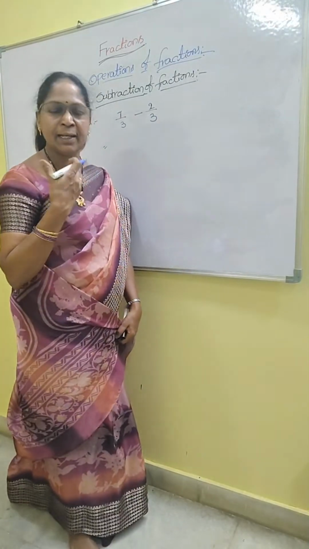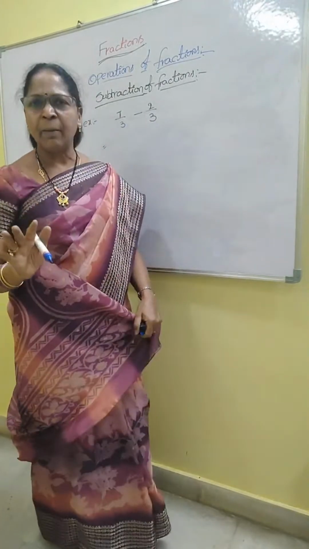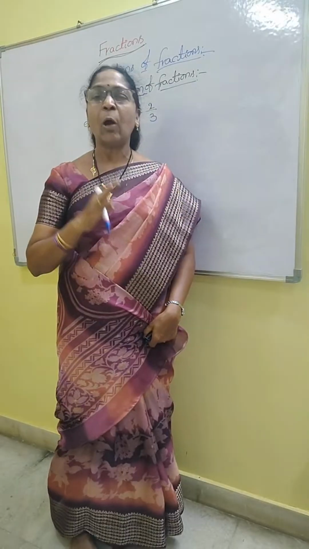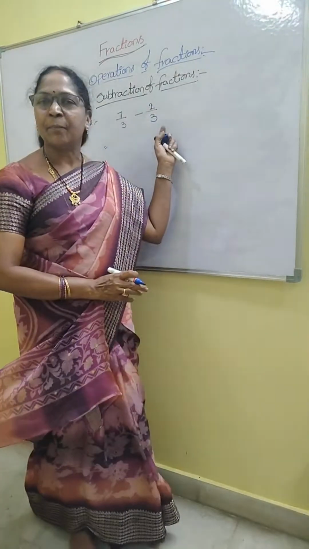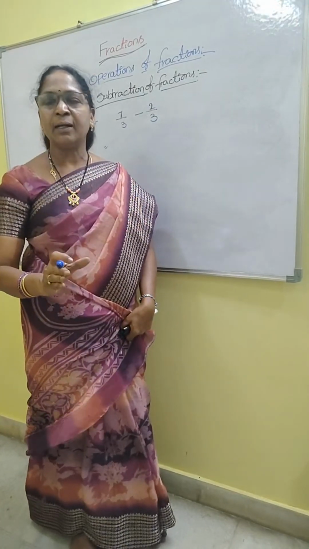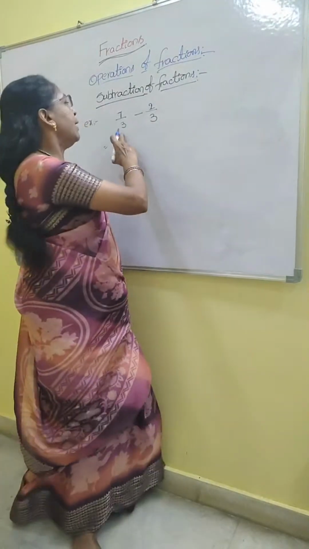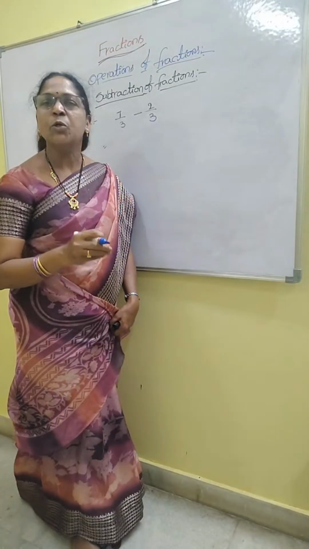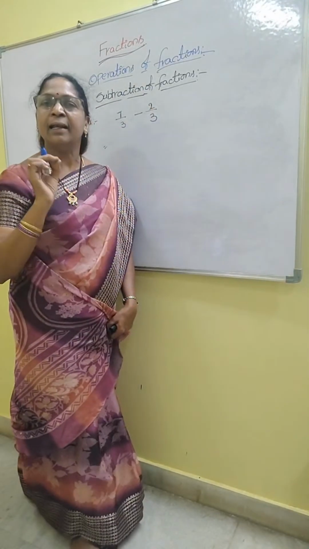If you have any doubt, then ask me. I will clarify your doubt. So, just you have to remember. Simply you can remember. How can you remember? If the denominators are same, then they are called like fractions. So here denominators are same. So we can say that the given two fractions are like fractions.